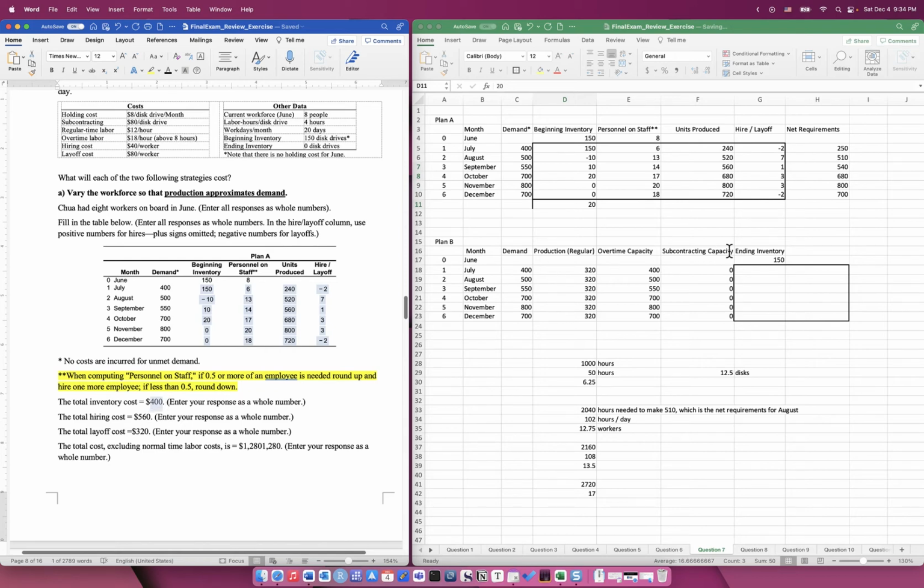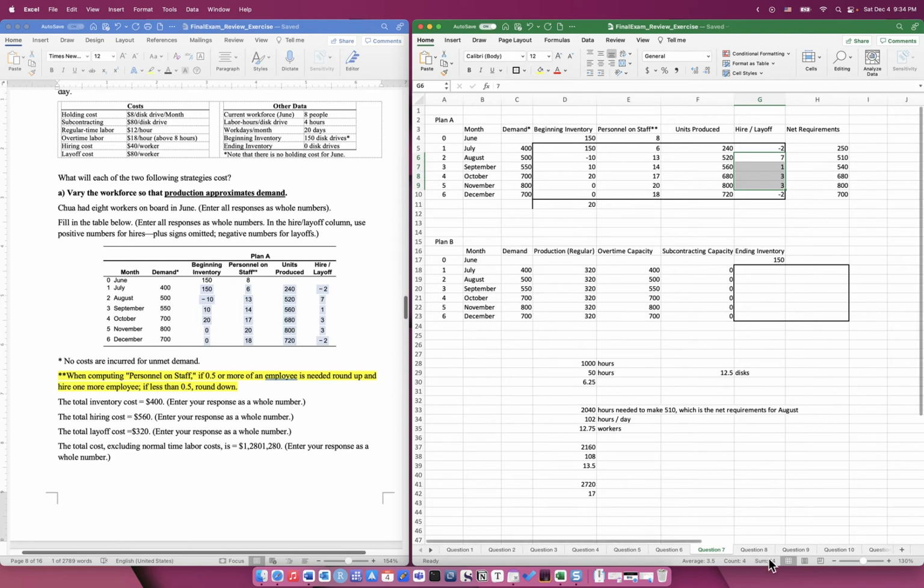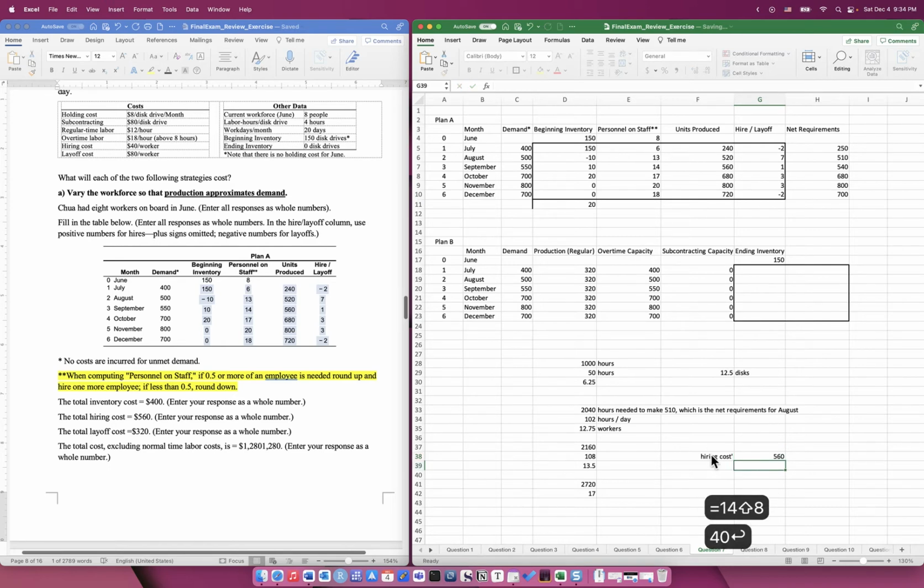In terms of hiring cost, how many people have we hired? You see we have hired 14 people over time. Each hiring costs $40. We hired, as you can see from the sum, 14, right? So hiring cost is 14 times 40, which is 560. Layoff cost.